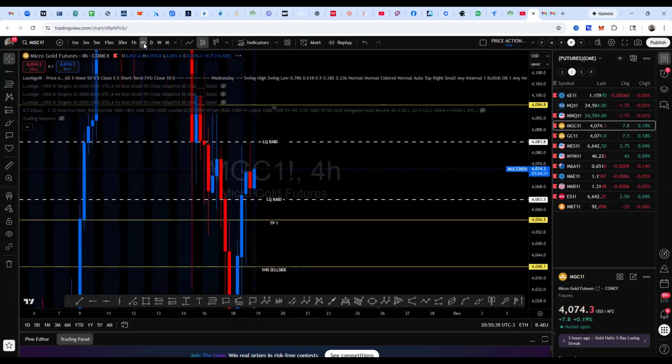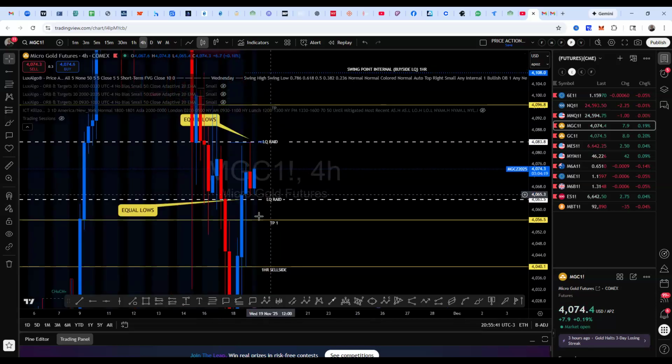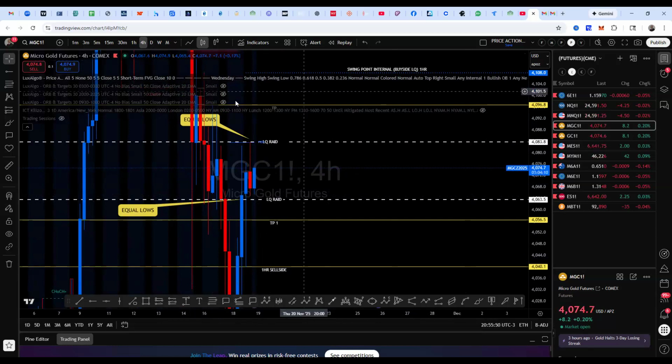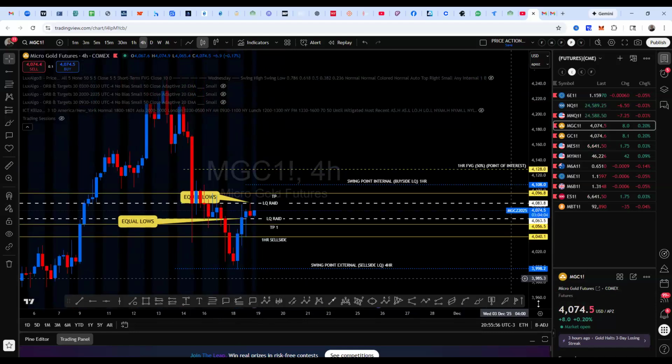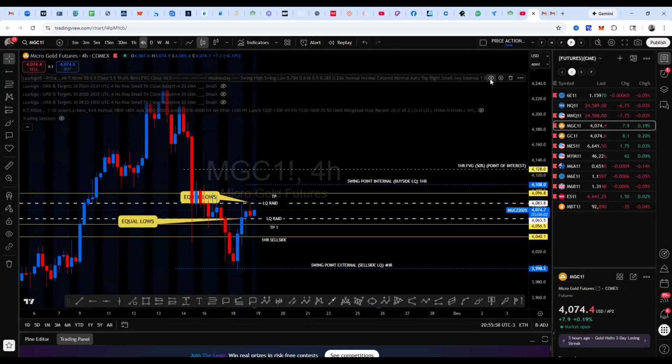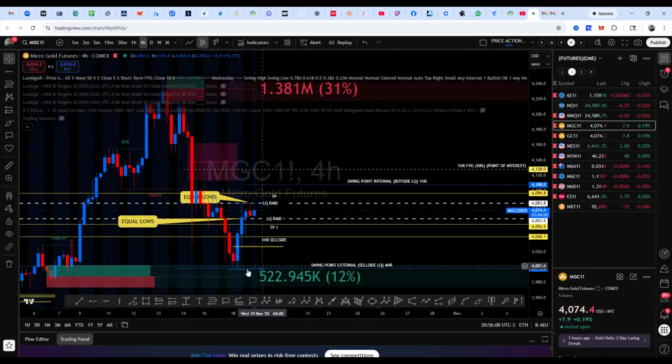But when we look at the 4 hour time frame, we could see that price has gone bullish so far. But when we really look at the current structure of the 4 hour, I'm just going to highlight this. We see liquidity here, so we marked up our buy side and sell side liquidity. We see liquidity here, but we also see liquidity here as well.